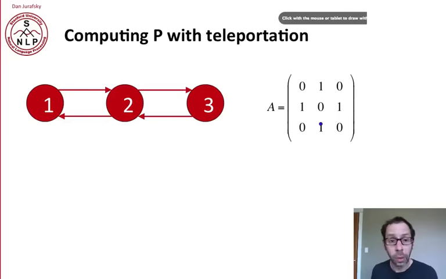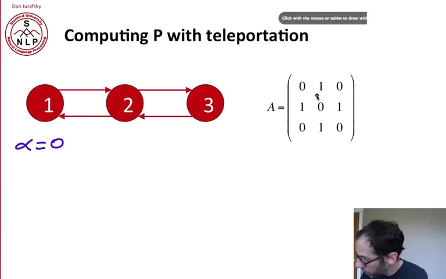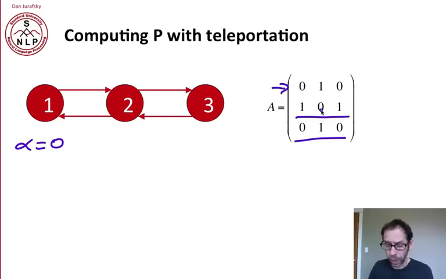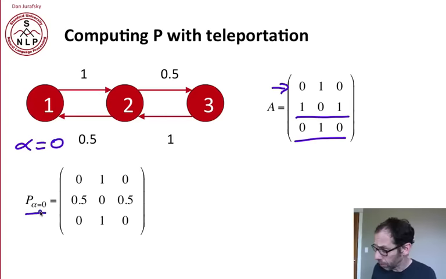Now let's consider computing the transition probability matrix from this adjacency matrix. Let's start with the simple case where alpha equals 0, meaning there's no teleporting. In that case, all we're doing to compute P is normalizing A into a probability matrix. Each row sums to 1, because the outgoing nodes from each node must form a probability distribution. We give each link its probability. This first row is already normalized, and the last row is normalized. So we just need to normalize the middle row and turn those ones into 0.5s. So there is our alpha equals zero transition probability matrix.